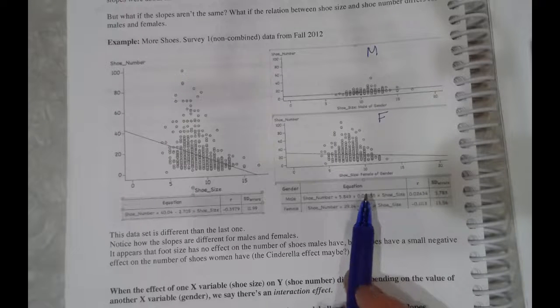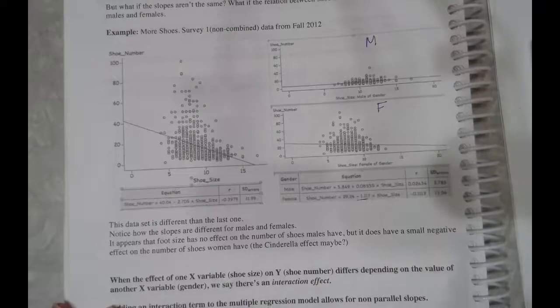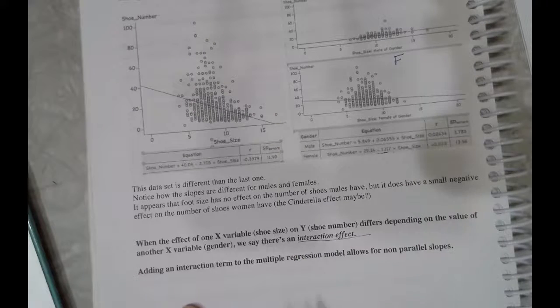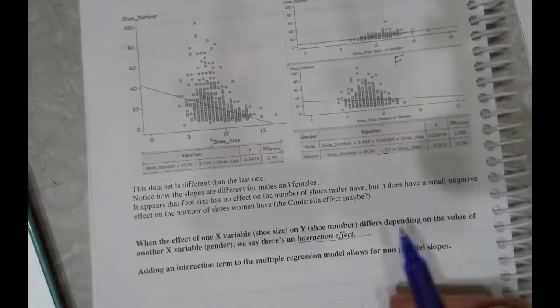Well, when the effect of one variable on y differs depending on the value of the other variable, in this case between males and females, we say there's an interaction effect. Okay? So we're going to have to add an interaction term to allow for different slopes.